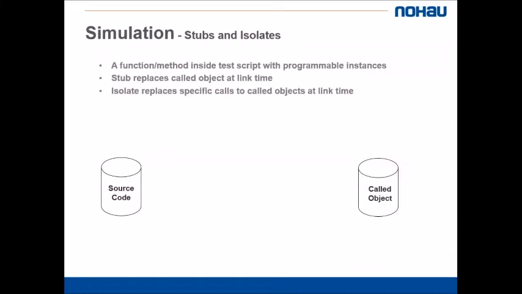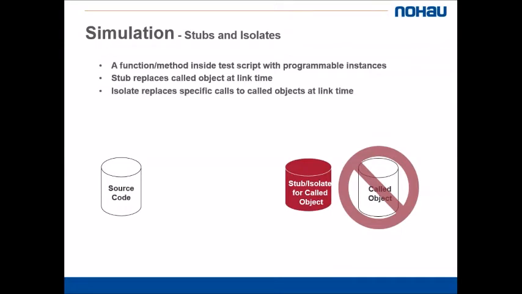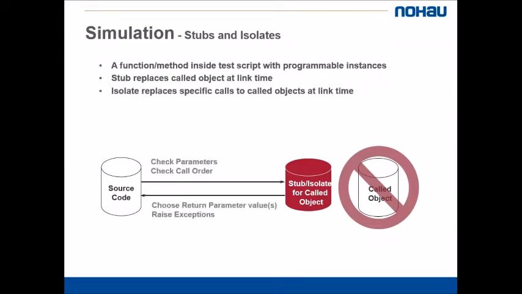The most common thing is you do a stub or simulation, isolates, different name, same thing, where you can't have the stub or the called object inside of your build. You have to create the stub for that called object. You can check the parameters, check your call order, etc. You can choose the return parameters as you want to.